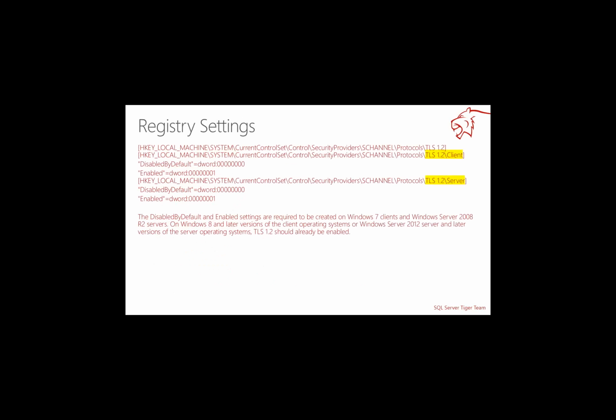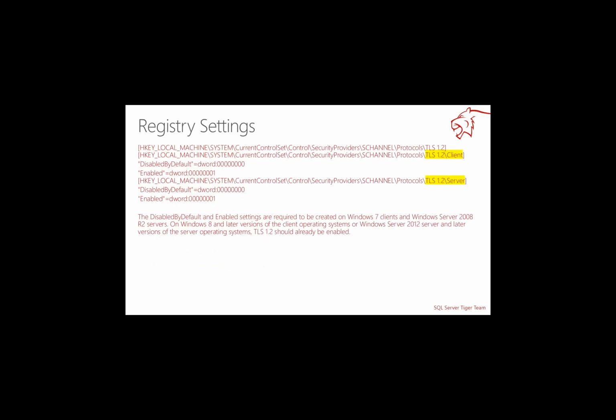The OLEDB driver does not have TLS 1.2 support, and as of now, there isn't a plan to support TLS 1.2 for that driver. So any application that is using that should either upgrade to a more current driver like the Microsoft ODBC driver, or SQL Server Native Client, or any of the other client drivers that support TLS 1.2.